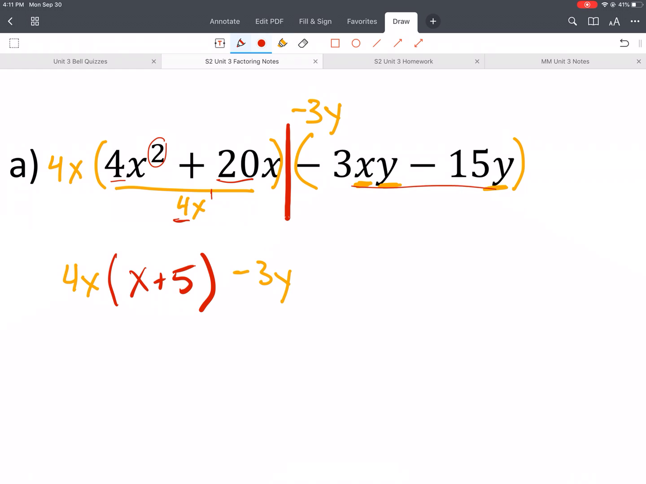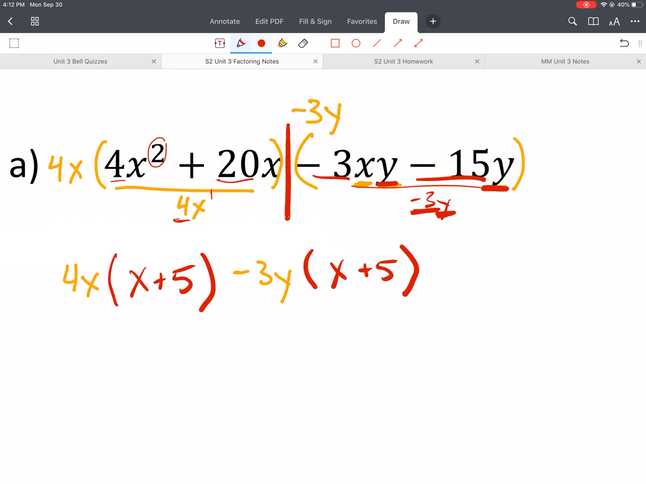Then when we divide everything by negative 3y, negative 3 divided by negative 3 leaves us with 1. y divided by y also gives us 1. So all we have left is an x. Then negative 15 divided by negative 3 is a positive 5. And y divided by y is just 1, so they would cancel out. Okay, so we'd end up getting this.